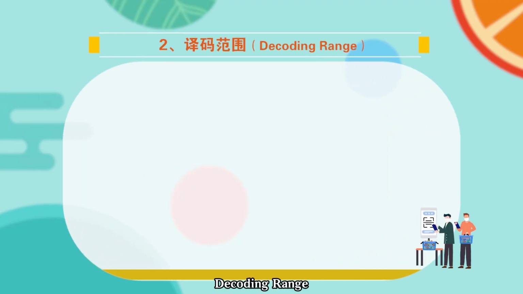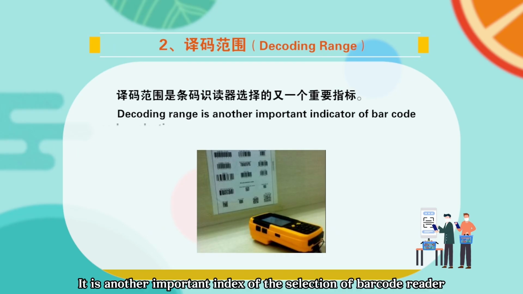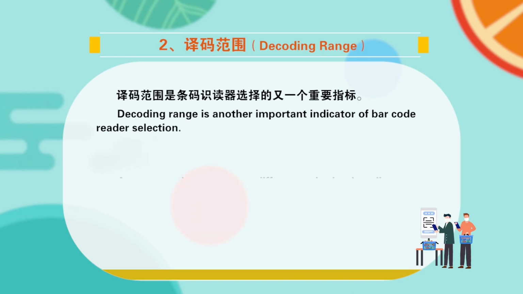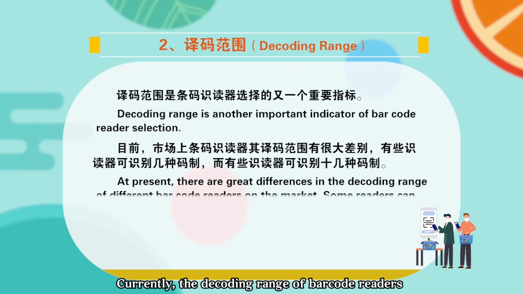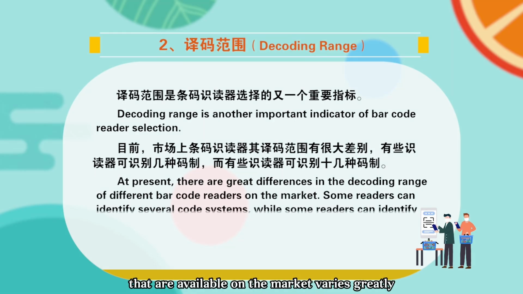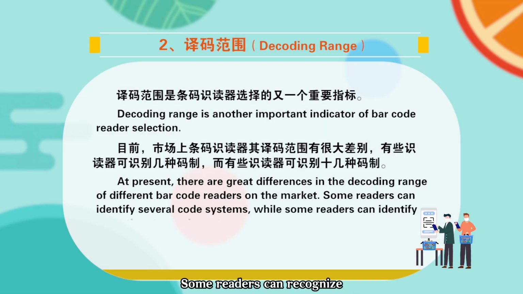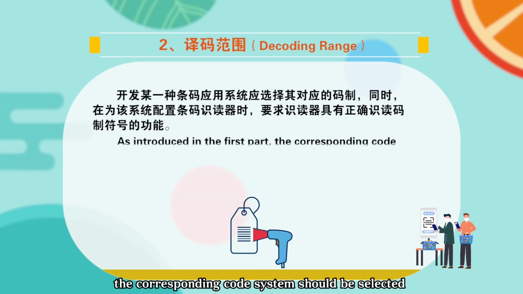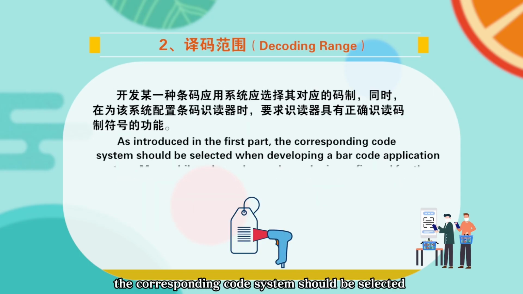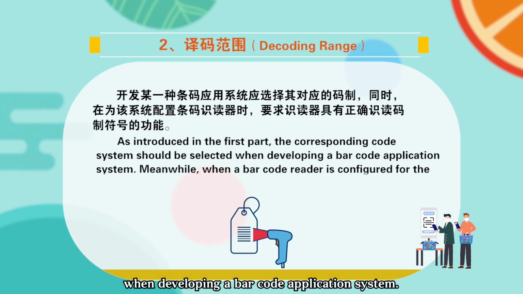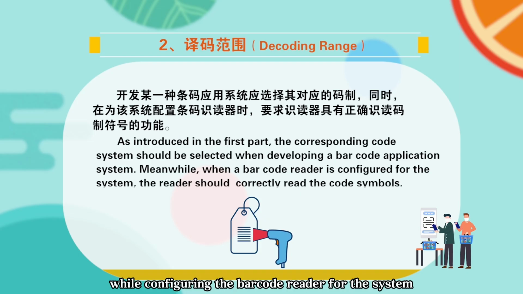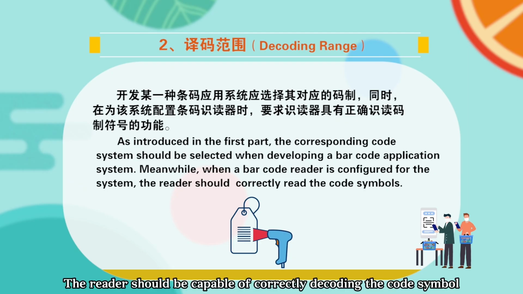Point 2. Decoding range. Decoding range is another important index in the selection of a barcode reader. Currently, the decoding range of barcode readers available on the market varies greatly. Some readers can recognize several encoding schemes. Some scanners can recognize over a dozen different encoding systems. As introduced in Part 1, the corresponding code system should be selected when developing a barcode application system. While configuring the barcode reader for the system, the reader should be capable of correctly decoding the code symbol.